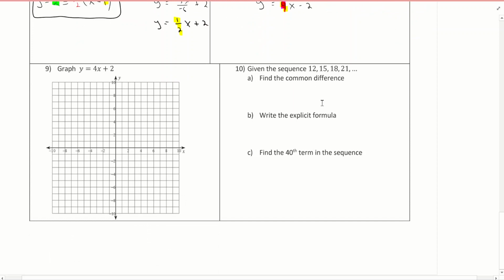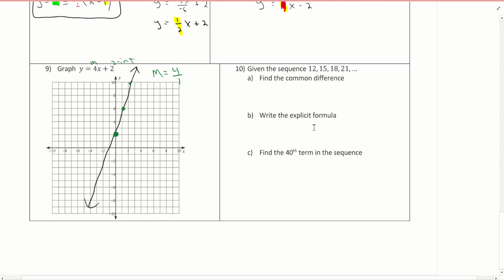Okay, number 9, we want to graph y equals 4x plus 2. Just remember that this is the slope and this is the y-intercept. So our y-intercept is going to be at 2 on the y-axis, right? And our slope is 4. Sometimes it helps people write 4 as a fraction, 4 over 1. So we go up 4, 1, 2, 3, 4 over 1. You could do it again, up 1, 2, 3, 4 over 1. And you can just connect those points with a line. If you have a straight edge, use a straight edge, but it looks like that.